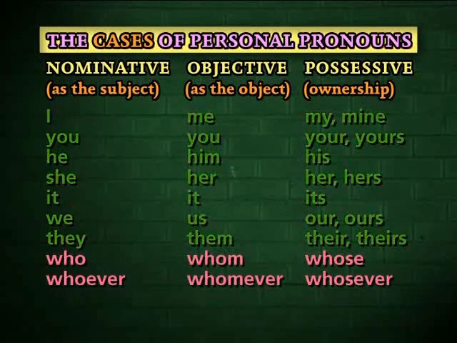Look at the bottom of this chart. The ones that people tend to get confused about are who and whoever, whom and whomever, whose and whosever. They're actually extremely easy to use if you remember that who and whoever are nominative or subject, whom and whomever are the object, and whose and whosever are the possessive. So this is a chart that you should keep track of because it will help you use these pronouns correctly.